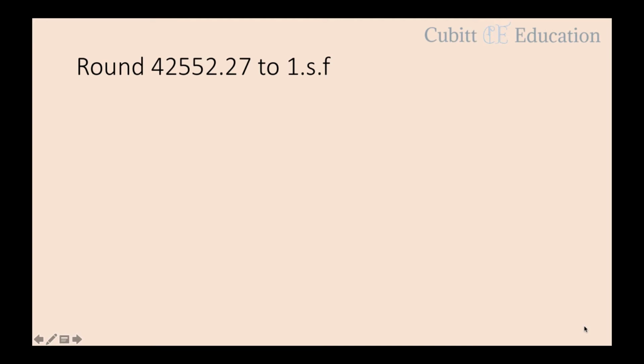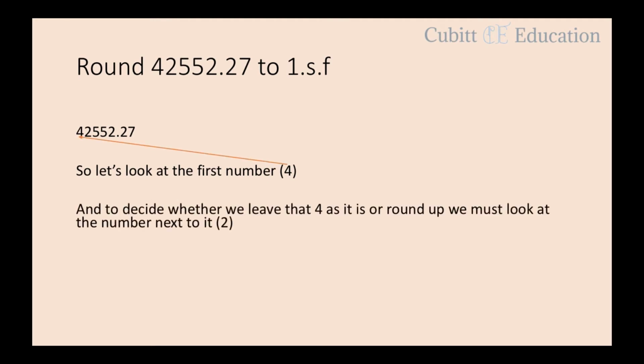Let's try this number. We have some decimals now. So this number would be 42,552.27. We're still rounding to one significant figure, so we look at the 4. And we look at the number next to it, which is a 2, to decide whether that 4 will stay the same. We should know by now that the 4 is going to stay the same.